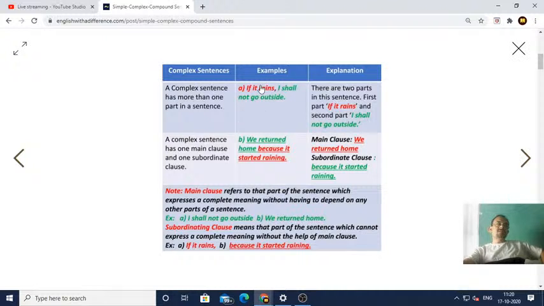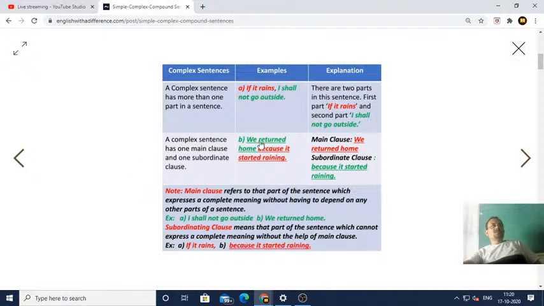In this sentence, dear students, there are two parts. First part is if it rains, second part is I shall not go outside. So there are two parts in this sentence. First part, if it rains, and second part, I shall not go outside.